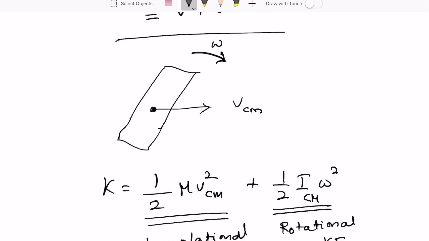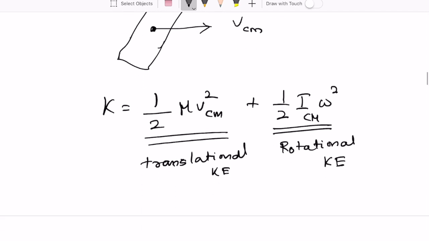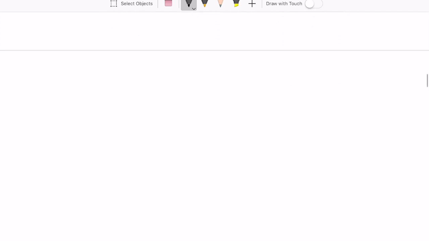And the I that you use for rotational kinetic energy is the moment of inertia about an axis which is passing through the center of mass of the object. And omega is the angular velocity with which the object is rotating about that axis through the center of mass. Let's look at one example of that.